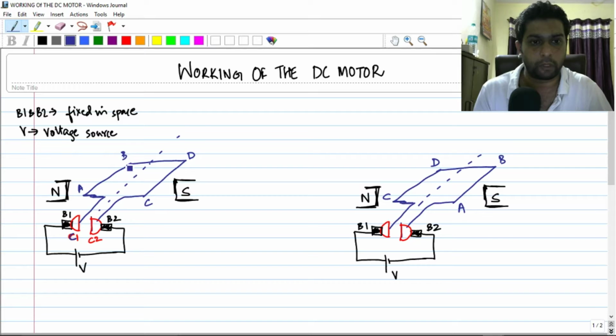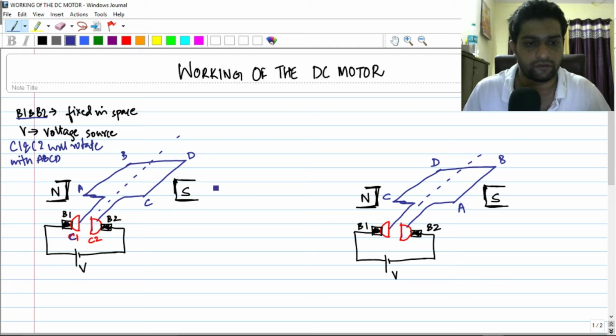So this is my simple loop of wire A, B, C, D, and look at this. Brushes B1 and B2 are connected to commutator segments C1 and C2. So this entire coil will rotate, and along with that the commutator will rotate. Brushes B1 and B2 are however fixed in space. C1 and C2 will rotate with the coil ABCD. Alright, so let us see how the current is going to flow.